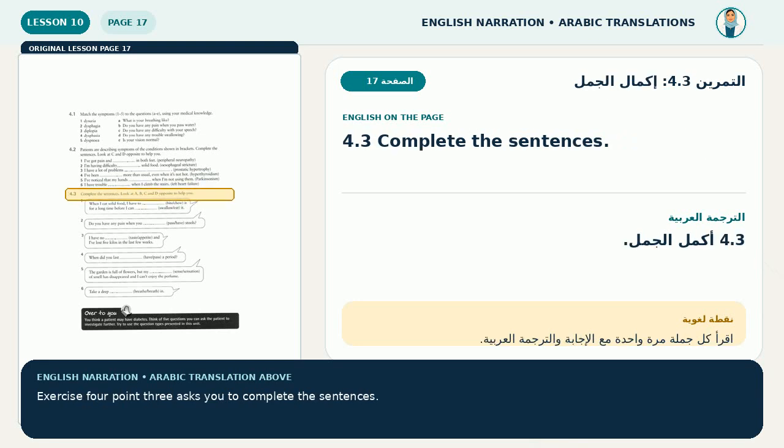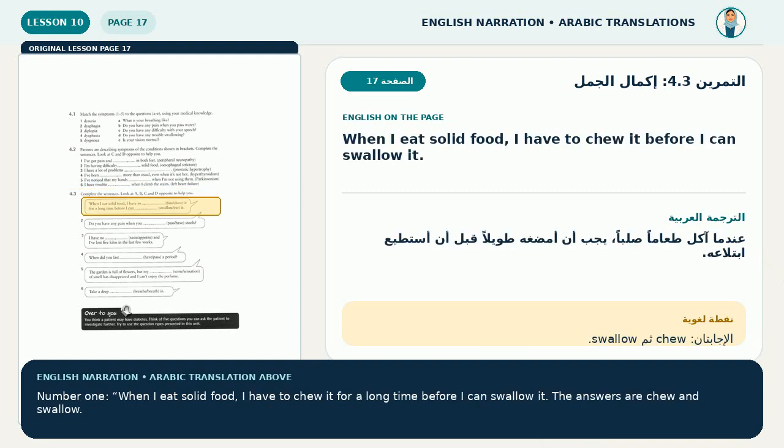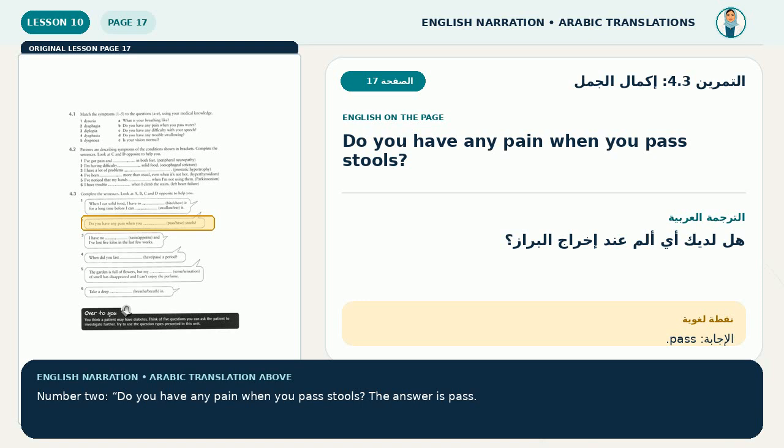Exercise 4.3 asks you to complete the sentences. I will now read the completed sentence exactly as it appears on the slide. The Arabic translation is shown at the same time. Number 1. When I eat solid food, I have to chew it for a long time before I can swallow it. The answers are chew and swallow. Number 2. Do you have any pain when you pass stools? The answer is pass.